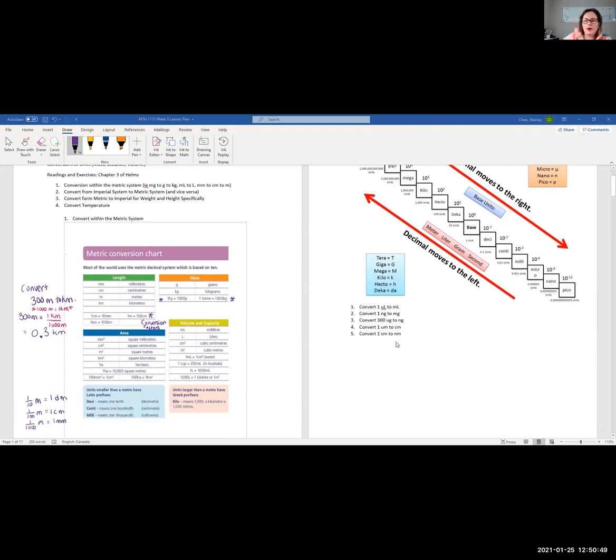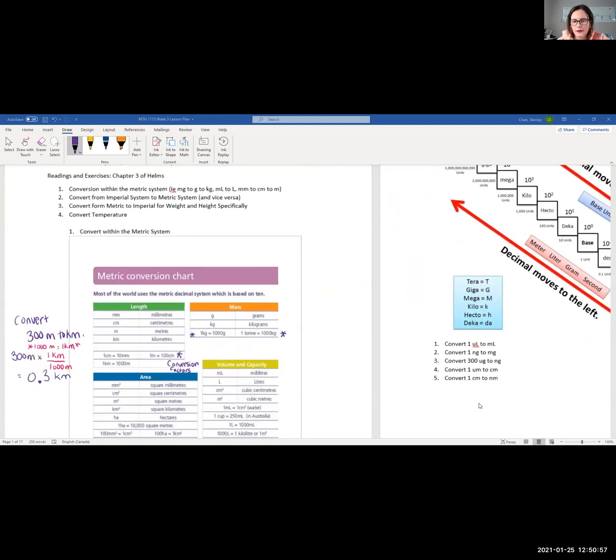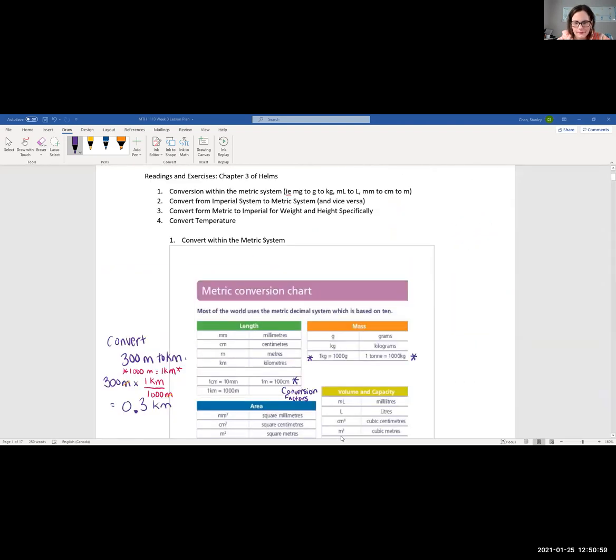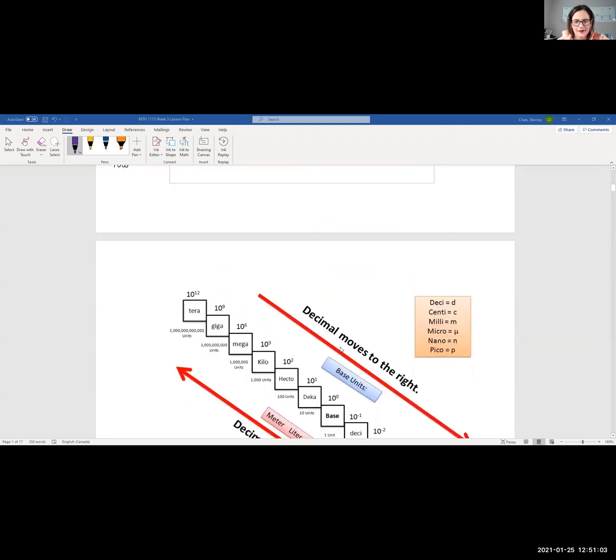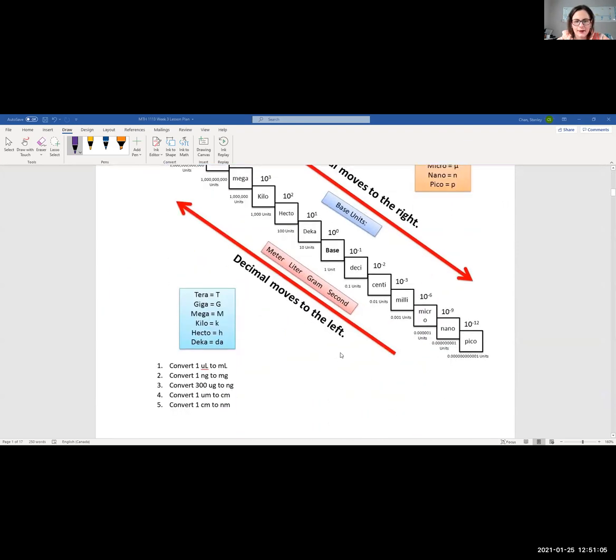So we know that 1 microliter, I'm just going to zoom in so you can actually see this a little bit better. That's not the way I wanted to zoom. There we go. There it is. Okay.